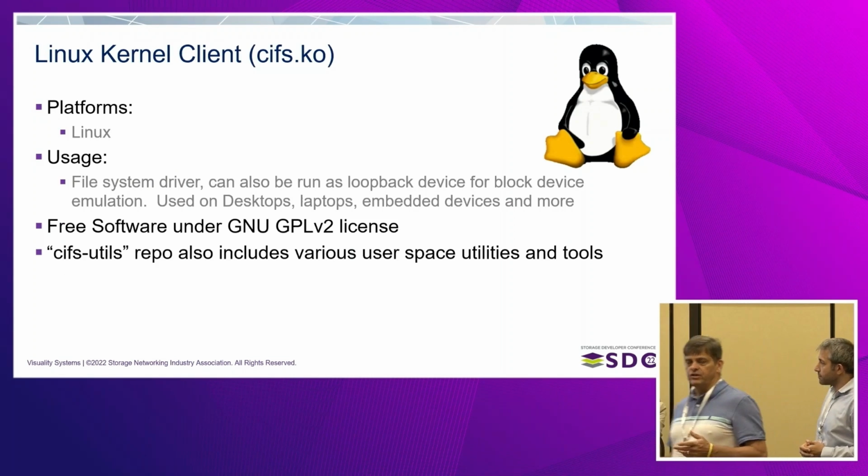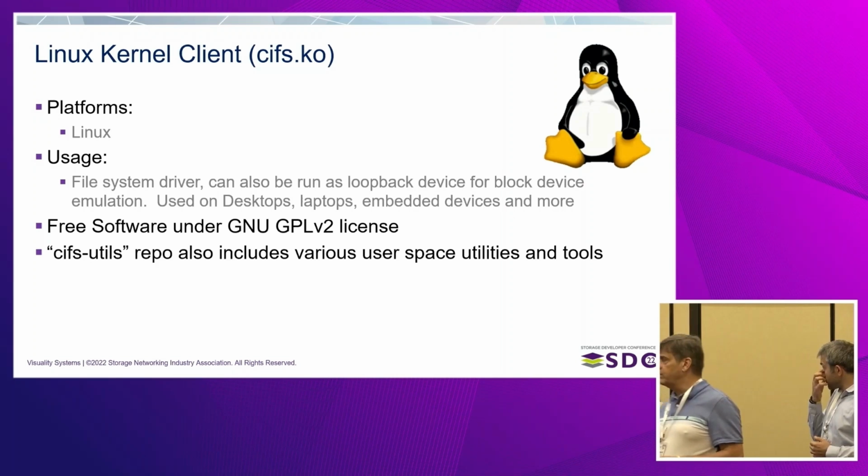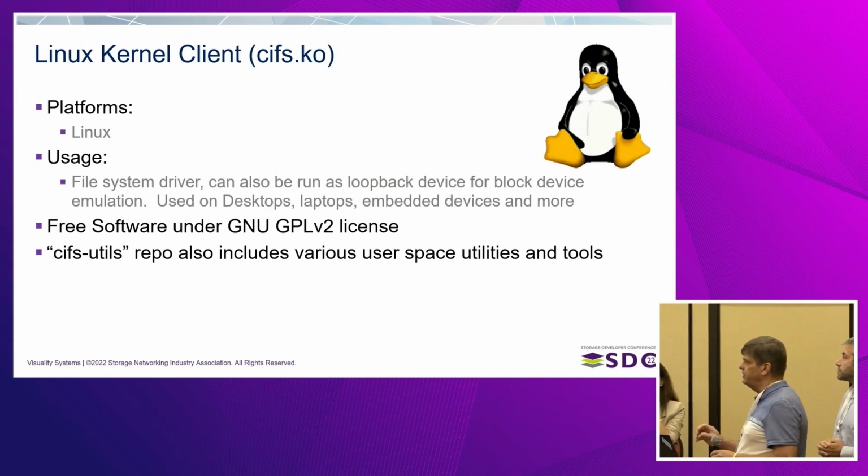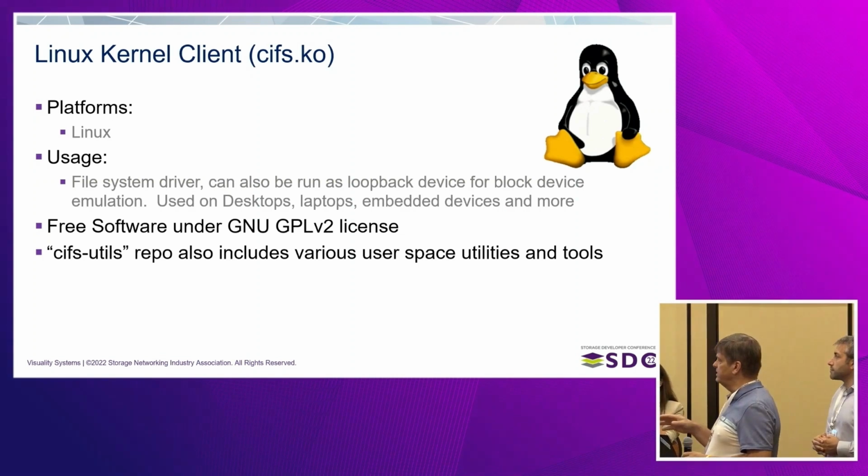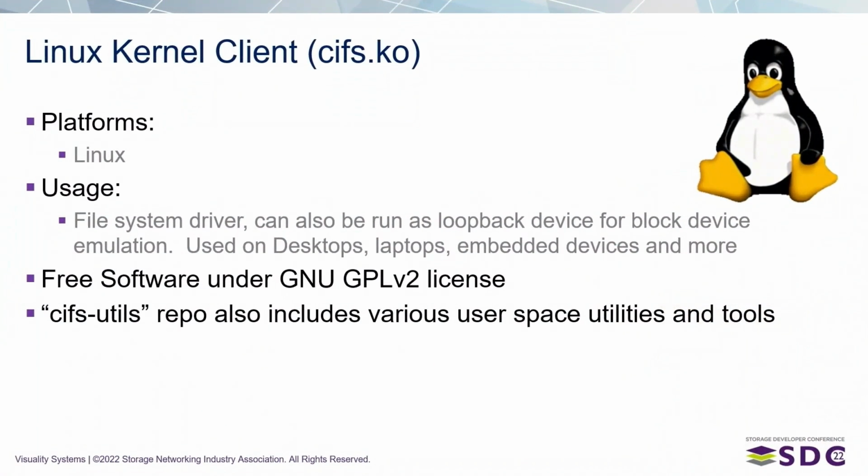Now I maintain the kernel client, which is a completely separate code base from Samba. There's a tiny bit of user space code shared, but very different. It's under the GPL v2 license like the rest of the kernel. And there's a CIFS utils repo that has things like ACL management utilities and some other things. And completely different than Samba, this is the kernel file system driver that allows you to get transparent access to files as if it's a local file system.